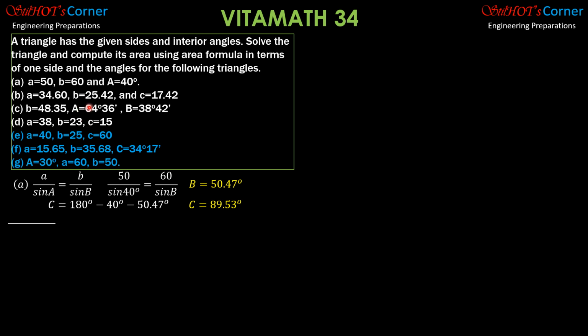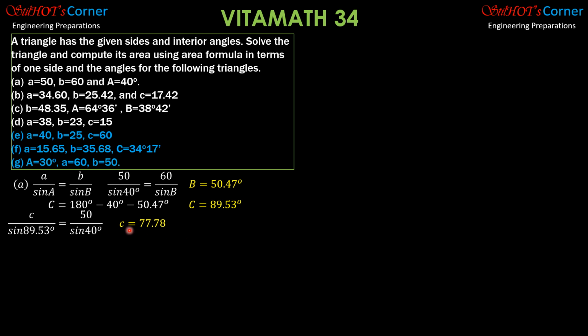So by law of sines, c over sine 89.53 degrees equals 50 over sine of 40 degrees. 50 is given and 40 degrees is given. So c is 50 sine 89.53 degrees divided by sine 40, and c is 77.78 units. So these are the other angles, B 50.47 degrees and C 89.53 degrees, and that completes the solution of the triangle.